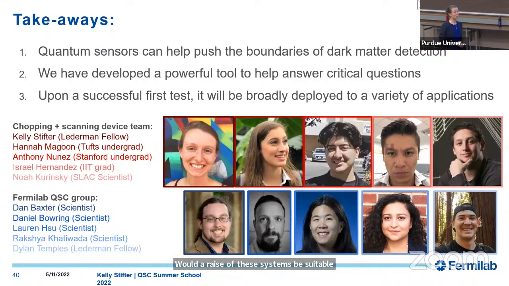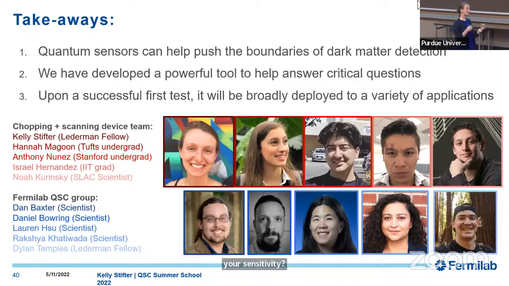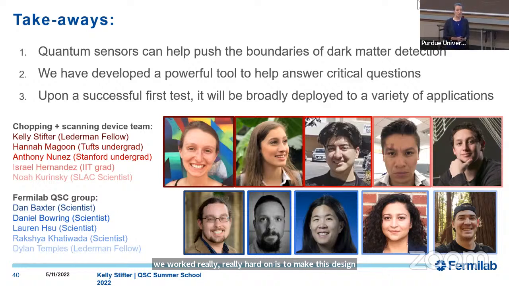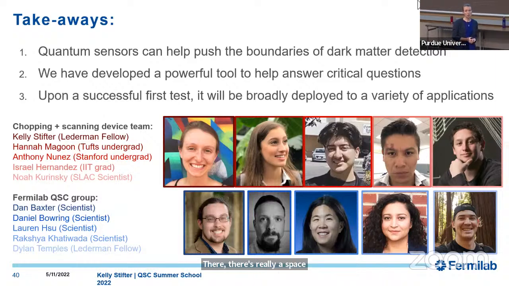Yeah, that's a good question. So actually, one thing that we worked really, really hard on is to make this design as small as we possibly could. That's because dilution refrigerators are small. There's really a space premium. And so we tried to make them as small as we could. But it turns out that it's really challenging.